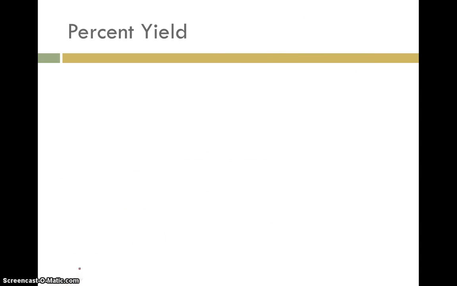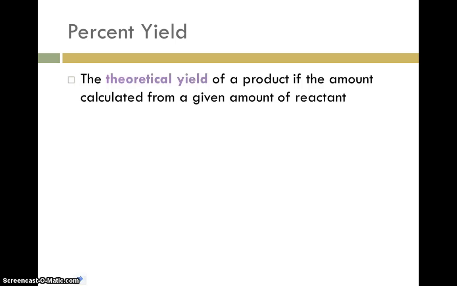So what we're going to do today is take that idea of a limiting reactant and add one more concept in, something called percent yield. There are two vocab words you need to know to calculate the percent yield. The first word is theoretical yield. The word theoretical comes from theory, and theoretical yield is defined as the amount of product that you would make when calculated from a given amount of reactant.